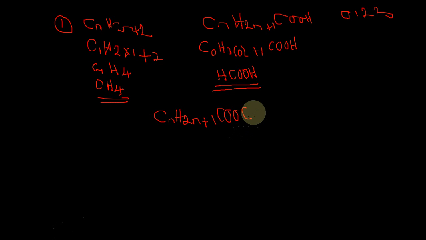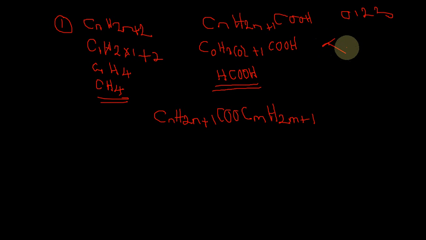When they join, they produce water, and they give us an ester, C_nH_(2n+1)COOC_mH_(2m+1). Okay, so basically this is the general formula for esters. Quite confusing. Now I will give you a key here.